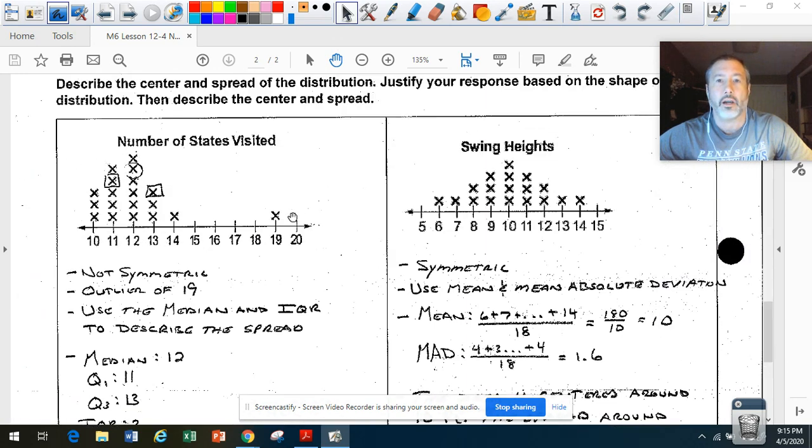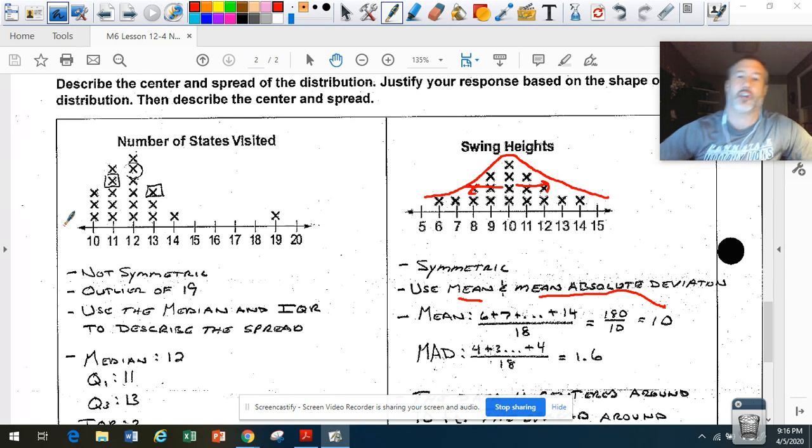So let's look over here. The swing heights, as you see here, this does look symmetric. It comes up, and as you see here, goes down. Each side looks to be even on both sides. This side looks to be the same as this side, so they are symmetric. Since they are symmetric, guys, oh, this is no fun, we have to find the mean and the mean absolute deviation. Okay, so let's figure out how to do that.